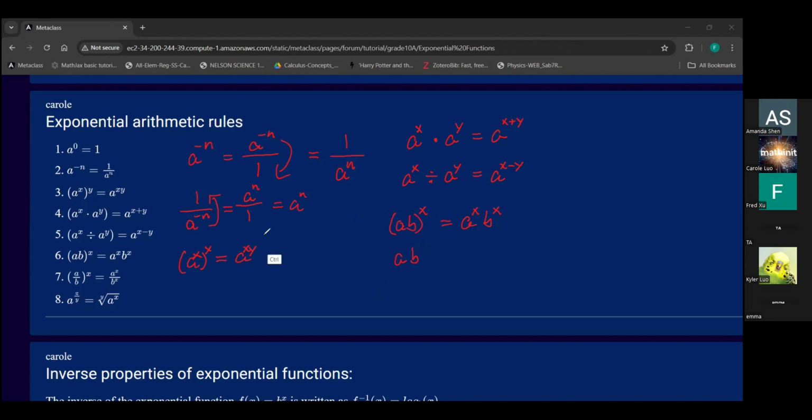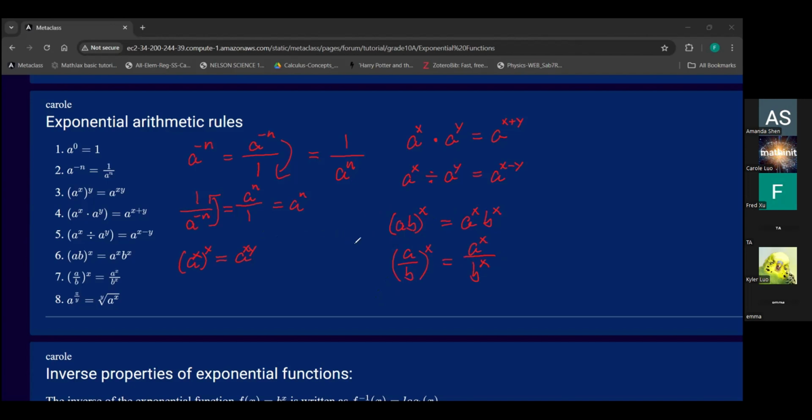And then over here, it is (a over b) to the power of x. This is basically the same concept as the multiplication one. This is just a to the power of x divided by b to the power of x.